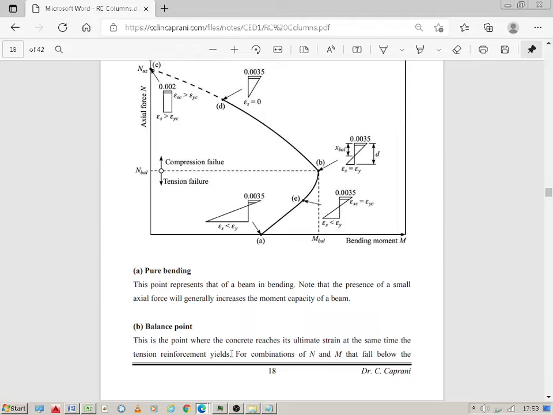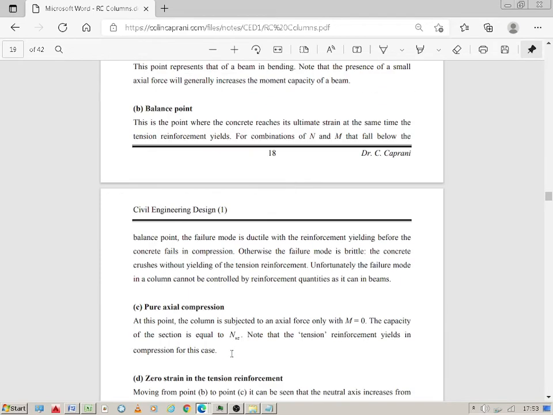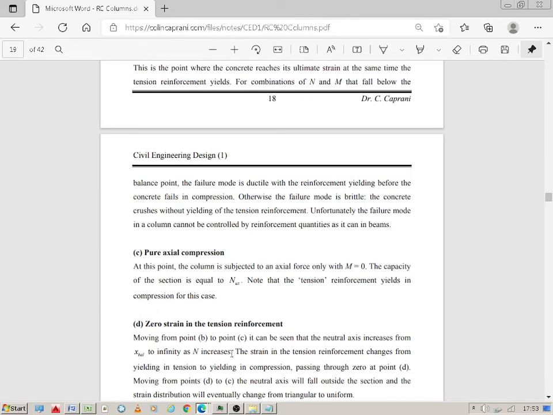So basically as well, you're saying that the concrete has a tension failure, so the strain is in compression. For combinations of N and M that fall below the balance point, the failure mode is ductile, with reinforcement yielding before the concrete fails in compression. Otherwise, the failure mode is brittle. The concrete crushes without yielding of the tension reinforcement. Unfortunately, the failure mode in a column cannot be controlled by reinforcement quantities as it can in beams.